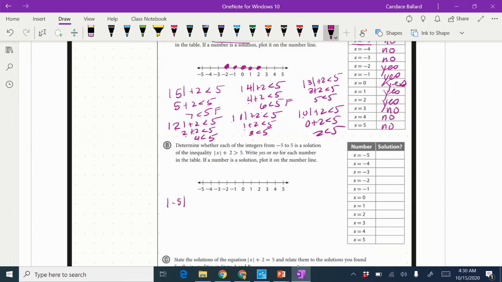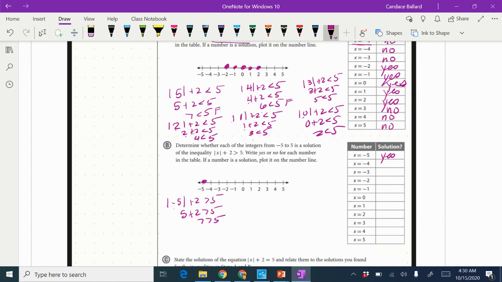So absolute value of -5 plus 2 greater than 5. So absolute value of -5 is 5, plus 2 would be 7, which is greater than 5. So that's a true statement this time. So this is a yes, and I would plot that one.